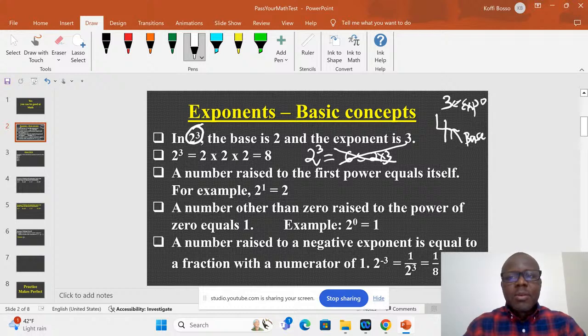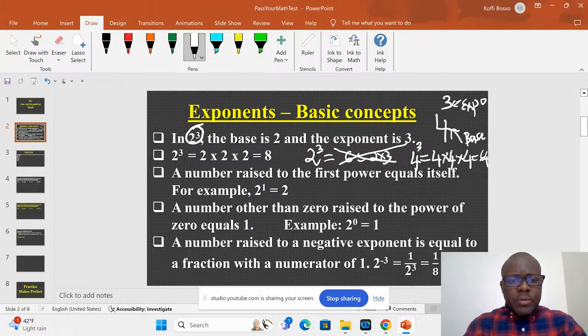So that means what? If I have 4 to the third power, I will do 4, which is the base, multiplied by the same 4, multiplied by the same 4. So I did this 3 times. So that gives you 64. That's the way you understand it.